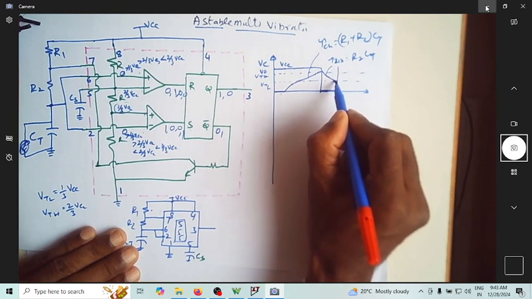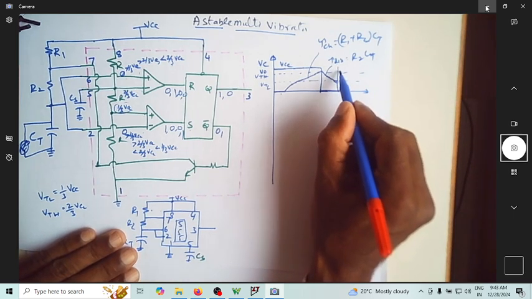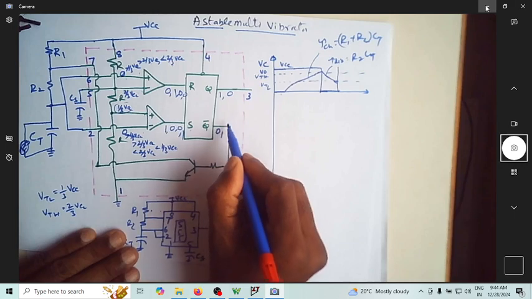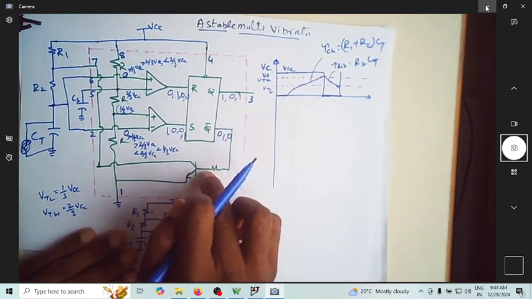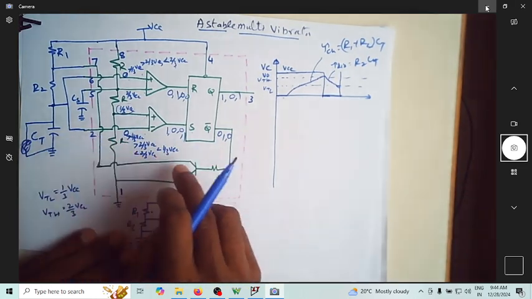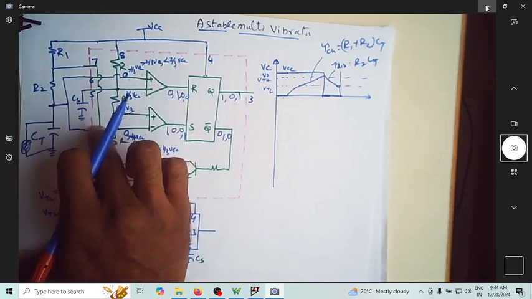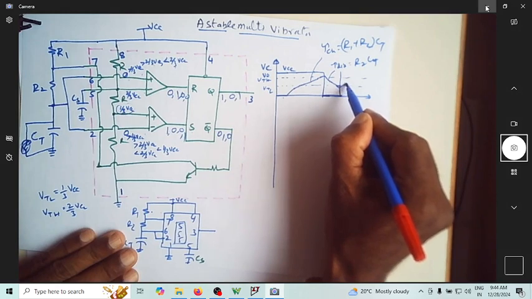Whenever the capacitor voltage just crosses 1/3 VCC, that is VTL, the output again goes to high. When it is high, this again goes to zero. When it goes to zero, this will switch off. When it switches off, the capacitor will not discharge. Now it again starts charging. You can see it is now again charging.